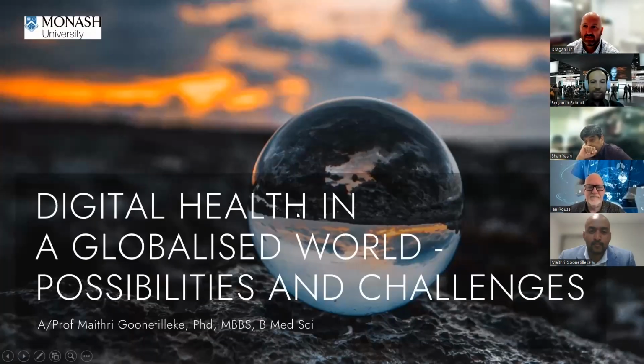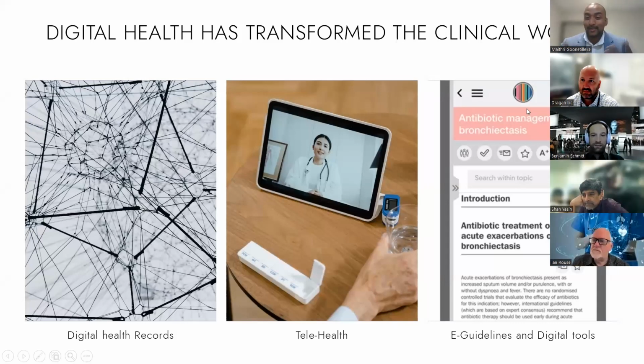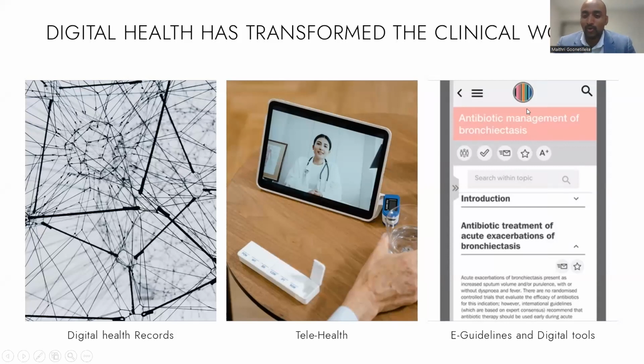There you go. Beautiful. So if we go to just that first slide, Dragon, over the last 17 years that I've been working in the clinical space, I've seen our clinical world be entirely transformed. In Australia, I'm the chief medical officer at a men's prison for 1,000 inmates in a rural part of Victoria.